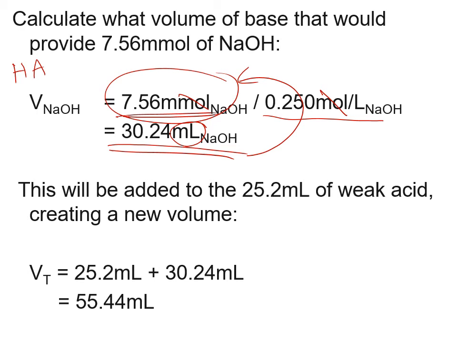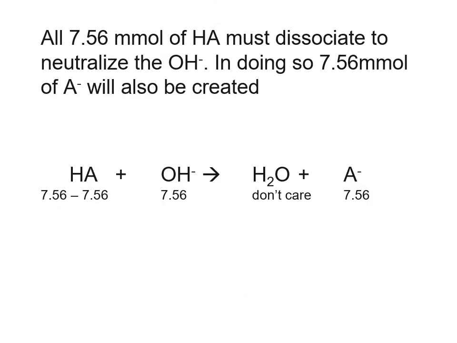Doing so, we're going to be putting the two volumes together. So we're going to end up with a new total volume because we're going to have to figure out concentrations. So the new total volume of the solution ends up being 55.44 milliliters. All of those millimoles of the weak acid are going to have to dissociate. And that seems counterintuitive because you say, okay, well, the thing about weak acids is they don't fully dissociate. But again, the OH is going to force them to dissociate.